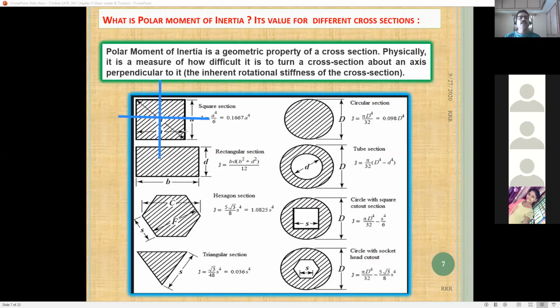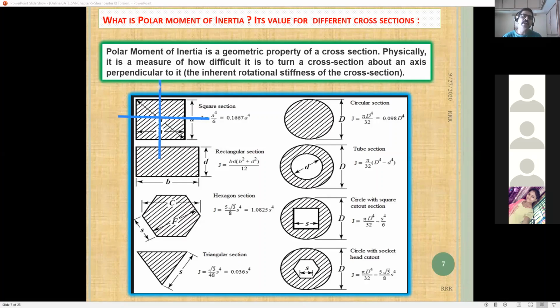You will get the polar moment of inertia. If you see how you can find this rectangular Ixx, we know the formula is bd cubed by 12. The b is this width and d is the depth, for the x-axis. bd cubed by 12, you will get one value of Ixx.